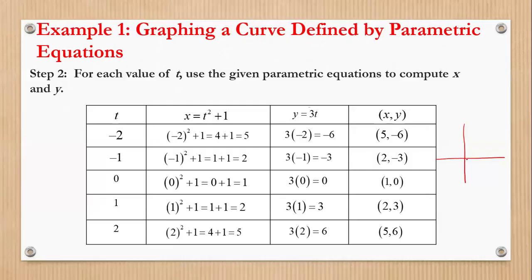So let me do that here. The first point is 5 and -6. 1, 2, 3, 4, 5. 1, 2, 3, 4, 5, 6. That's the first point. 2 and -3. 1 and 0. 2 and 3. And 5 and 6.